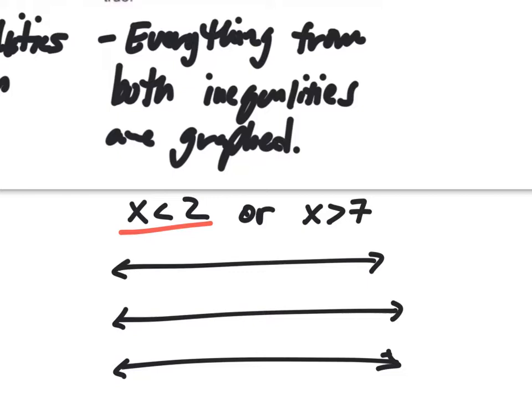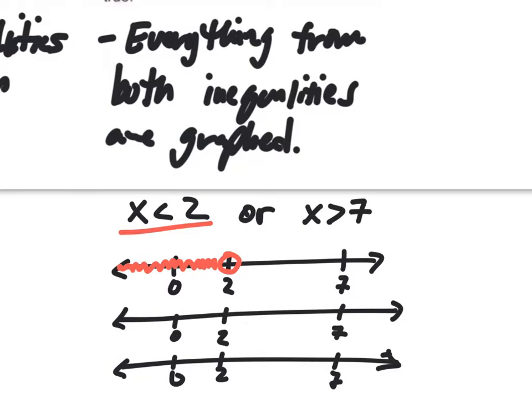Okay. If x is less than 2, let me put in these numbers: 0, 0, 0, and then 2, 2, 2, and 7, 7, 7. If x is less than 2, then I would take this and say that values for x are less than 2, shade that way. If x is greater than 7, then I would come over here and shade this way for that graph.